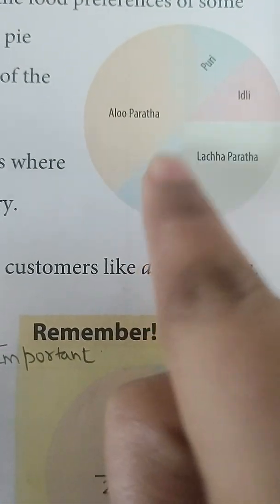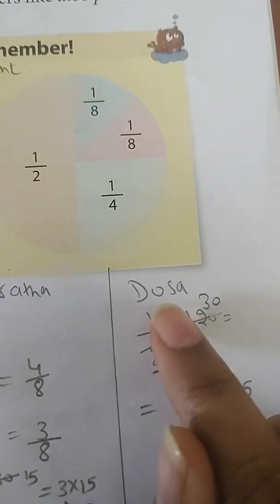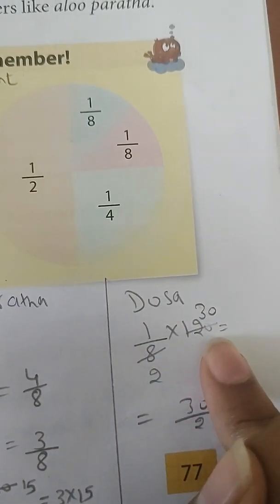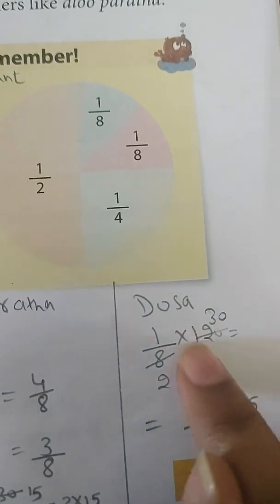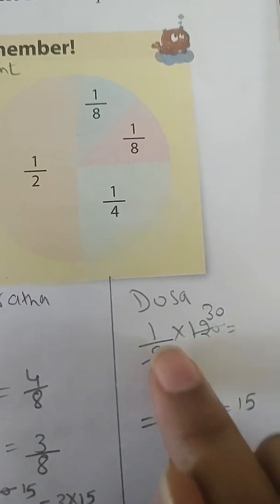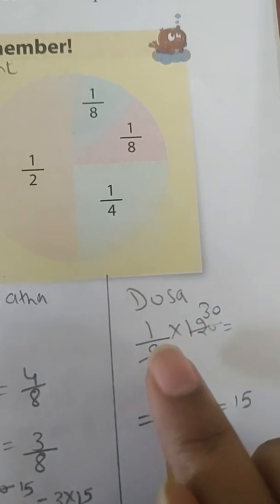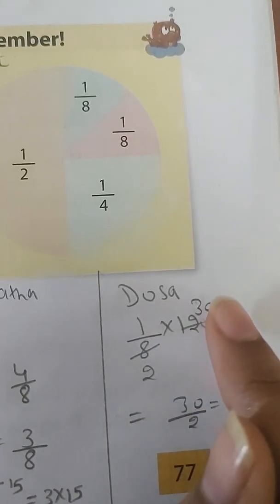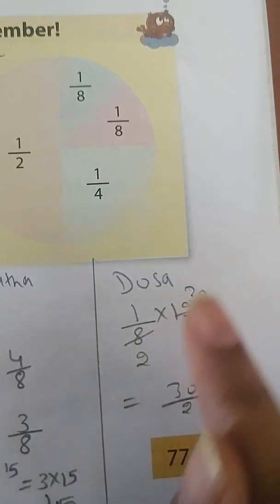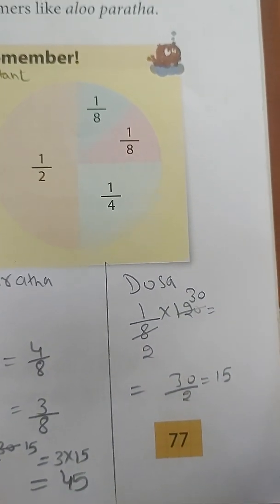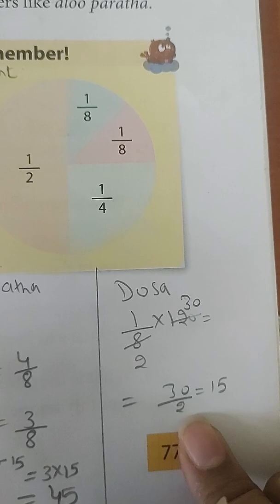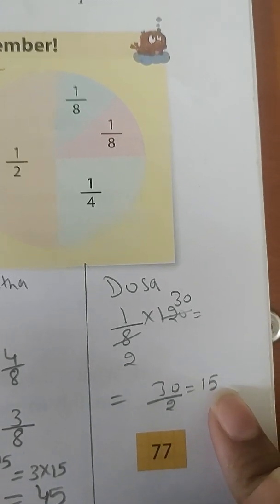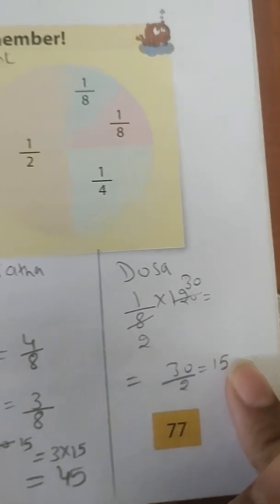Now we have to find out how many people like dosa. For dosa, 1 by 8 multiplied by 120. 8 and 12 come in the same table of 4. 8 comes in the table of 4 at 2, and 12 comes in the table of 4 at 3. So it will be 30. 2 and 30 come in the same table, 30 upon 2 is 15. So 15 people like to eat dosa.